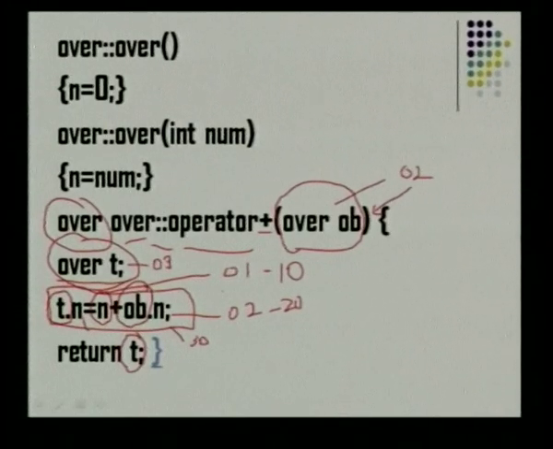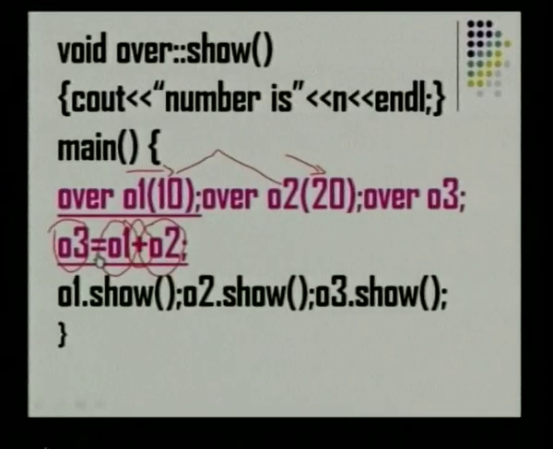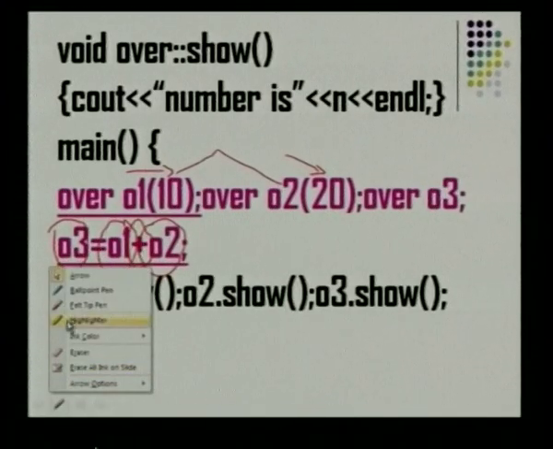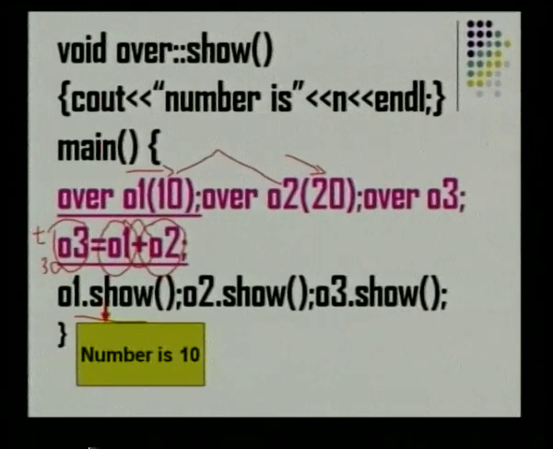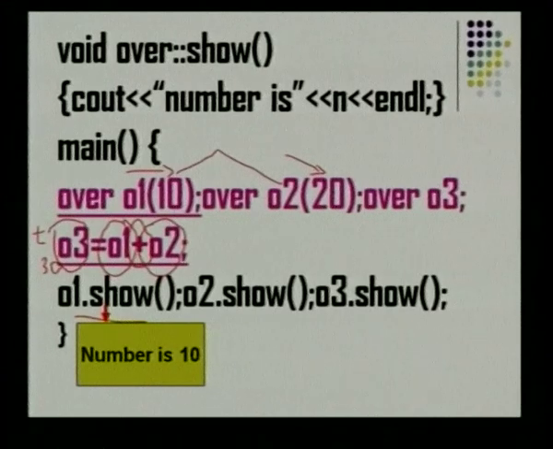Finally, you are returning the value of T. So, this is how the compiler understands this overloaded function, and then it will return the value T to this particular statement. The value T will go to O3, which is nothing but it holds the value 30. So, after that you are having this O1 dot show, which will carry the number 10, because O1 has not been manipulated, only O3 is changed. O3 is only holding the result. O1 is having this value 10, O2 is having the value 20, only O3 is having the value 30.